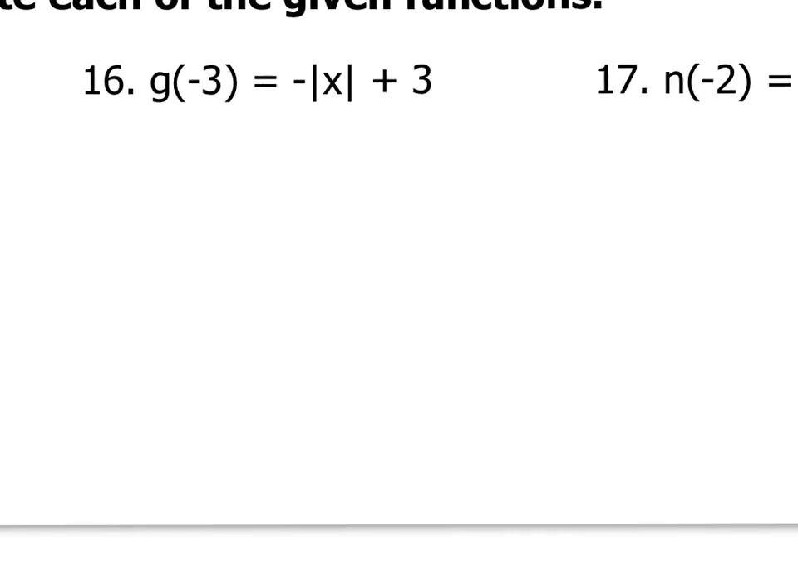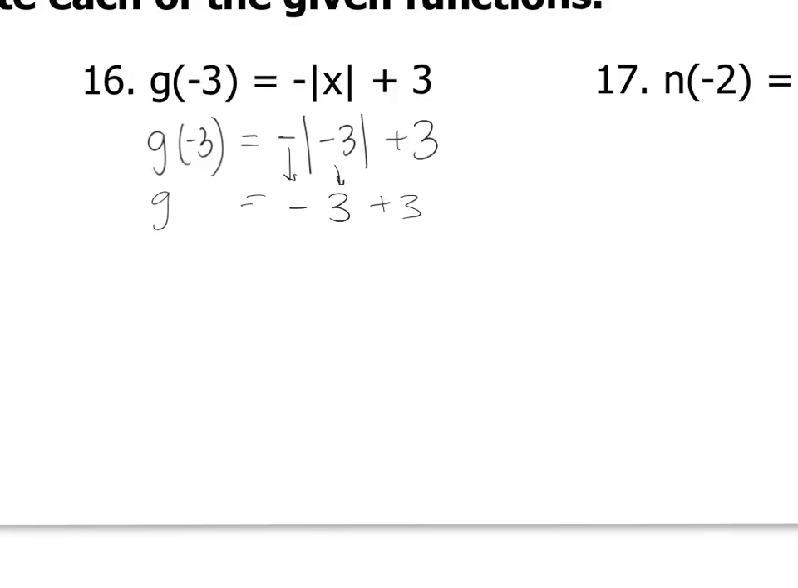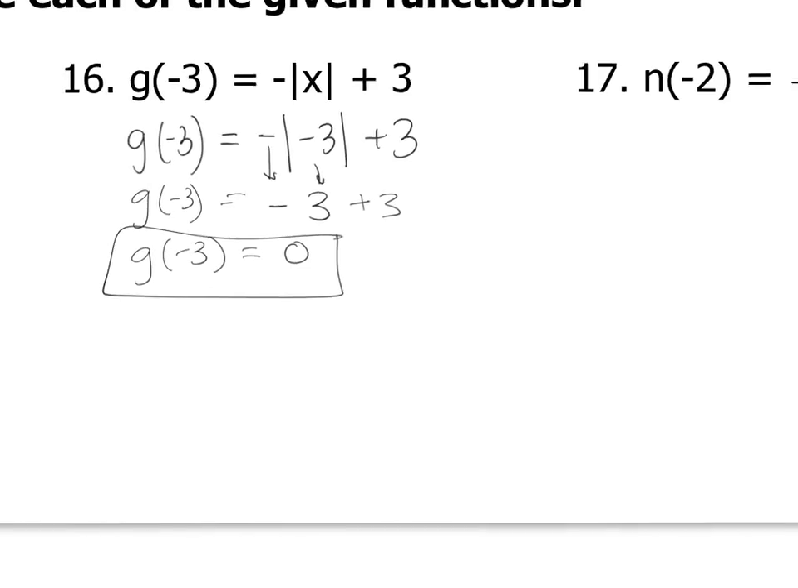For g of negative 3, we'll take the negative from here, and then we're going to plug in negative 3 into an absolute value. So remember, absolute value tells you the distance away from 0, or in other words, it gets rid of the negative sign. So this number here would just be positive 3. However, we still have a negative out front, and then we're going to add 3 to that. Well, what's negative 3 plus 3? It's going to be 0. g of negative 3 is 0.